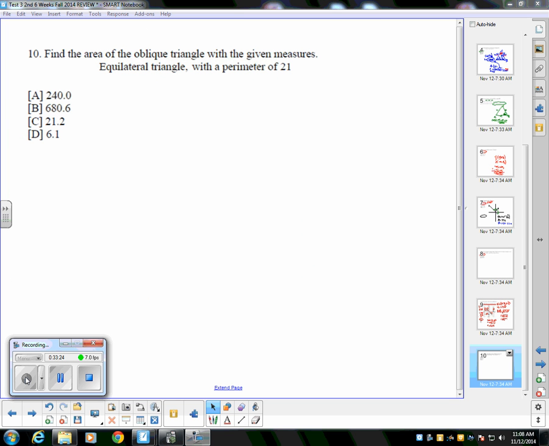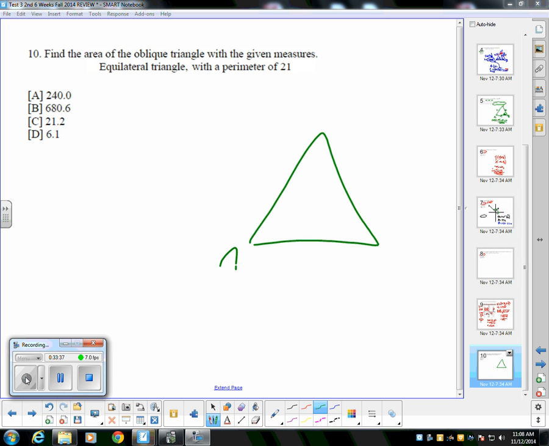All right, this says find the area of the oblique triangle with given measures. It's an equilateral triangle with perimeter of 21. So if you wanted to draw it out, right, A, B, C, the perimeter is 21. So what does that mean then that each one of these are? It's 21 divided by 3, so each one's 7, right? Now in an equilateral triangle, all the angles are automatically 60 degrees, aren't they? Right, so that's all good to know.